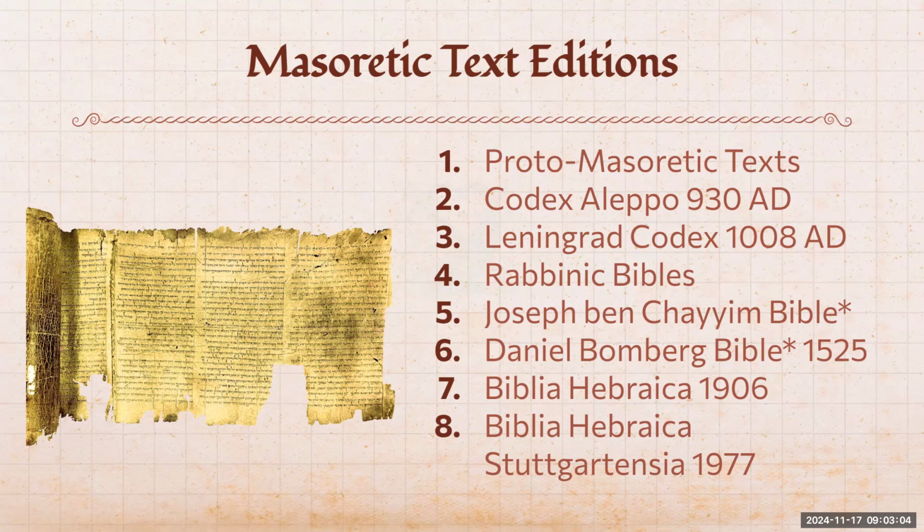So the Daniel Bomberg Bible, 1525, pay attention to that date. Where are we? We're at the beginning of the Reformation. All Reformation era Bibles that are translating the Old Testament are going to translate from this rabbinic Bible, the Daniel Bomberg Bible. And then from there, we jump to about 400 years later, and we get to Biblia Hebraica done by Rudolf Kittel, and it's a copy of the Joseph ben Chaim Bible in 1906. He produces the first edition without footnotes, and then he produces the second edition in 1912 with footnotes.